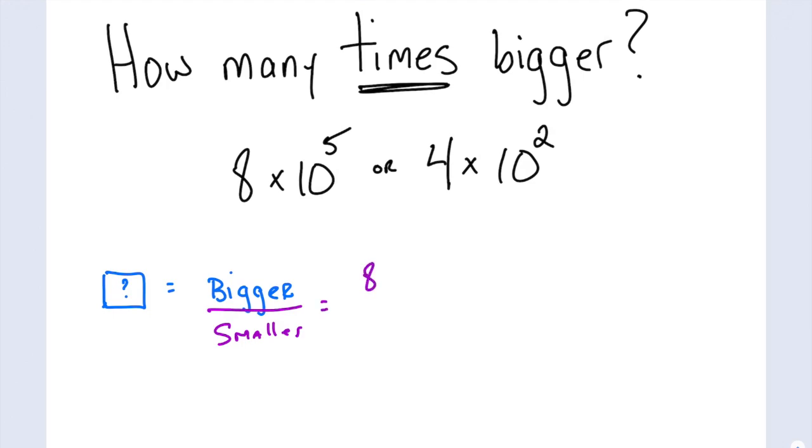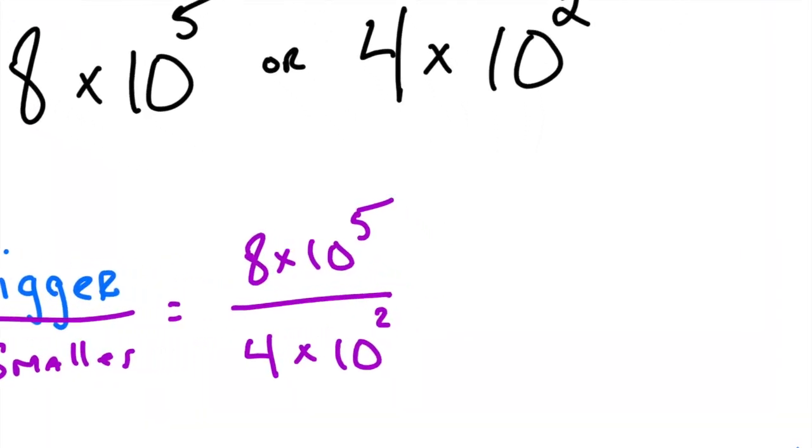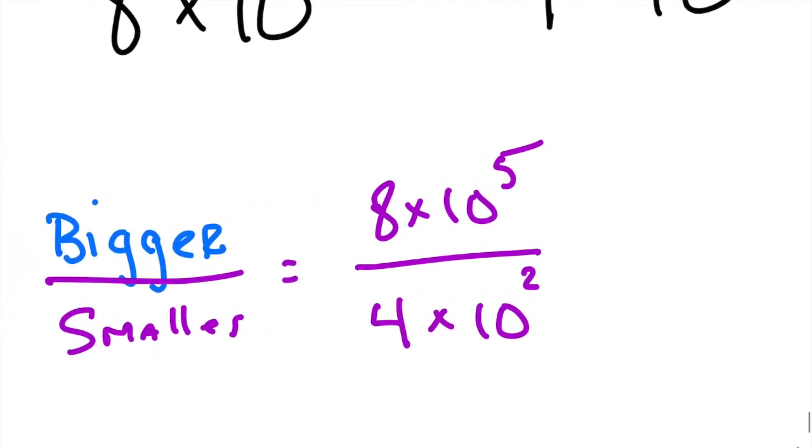Let's just take the bigger number, divide it by the smaller number, and now let's finish the problem. Watch how easy this is going to be. Oh, I'll leave that there. I'm going to divide the numeric part first. 8 divided by 4. 4 goes into 8 2 times, so there we go.